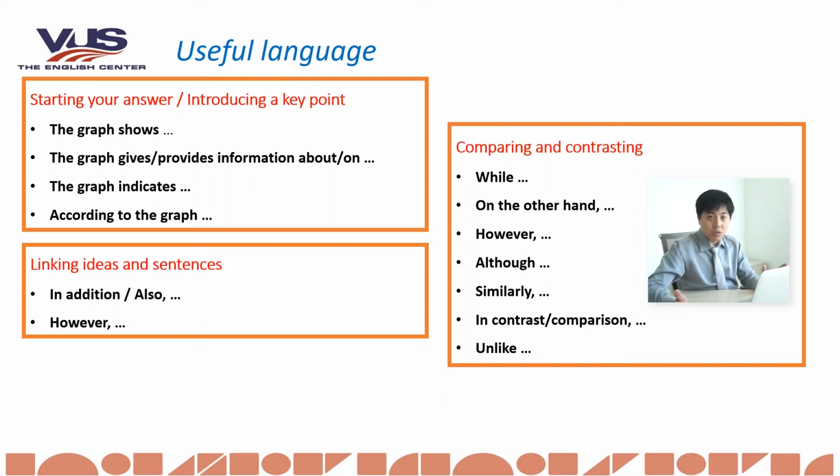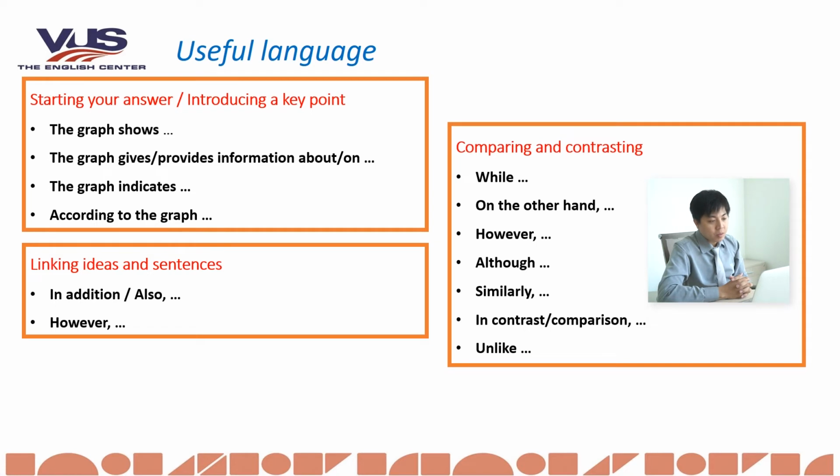Or if they are of opposite trends, for example, line A increases and line B decreases, you can use different ways. For example, while line A increases, line B decreases, or although it increases, it decreases, or line A increases, on the other hand, line B decreases, or line A increases, in contrast or in comparison, line B decreases. Or unlike line A, which shows an increase, line B decreases.